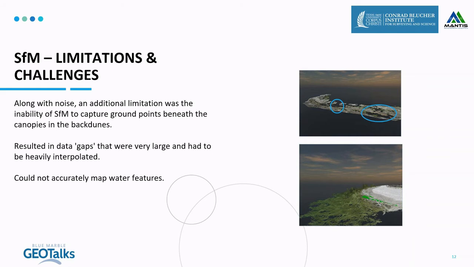So after I applied that ground filter, which worked really well, I ultimately had very large gaps in the back dune portion, which you can see in the top image. Those gaps were so large from so much vegetation that they had to be heavily interpolated. And then again, you can't really rely on structure from motion to map water features.